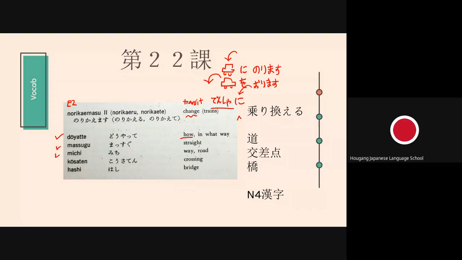Michi is road or way or path. This kanji is N5. I think you all know that already. Same as the do in Hokkaido. Kosaten, crossing or junction. Hashi, bridge. Only this is important. The rest is all N4 kanji. But after you learn N5, the next thing is N4 already, so no harm learning. N4 is the first 300 plus. N5 is only 103 kanji. I don't know if they changed the numbers or not, but that's the vocab for E.